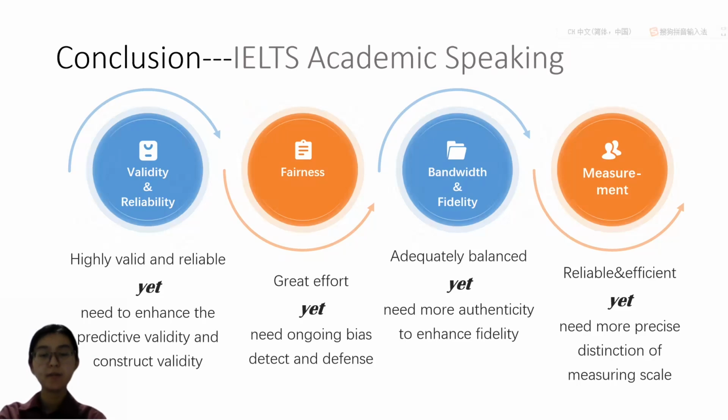Overall, IELTS academic speaking has high validity and reliability, yet it needs to enhance the predictive validity and construct validity. In terms of fairness, IELTS and its partners have made great efforts over the years, yet it needs ongoing bias detection and defense. Bandwidth and fidelity of IELTS are adequately balanced, yet it needs more authenticity to enhance fidelity. Measurement of IELTS is quite reliable and efficient, yet it needs a more precise distinction of the measuring scale to distinguish close scores.